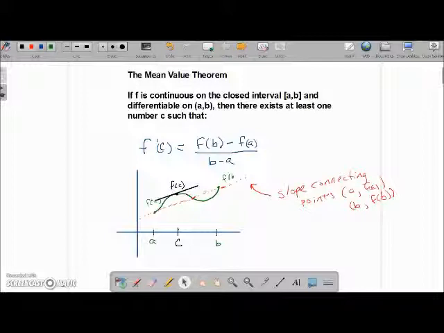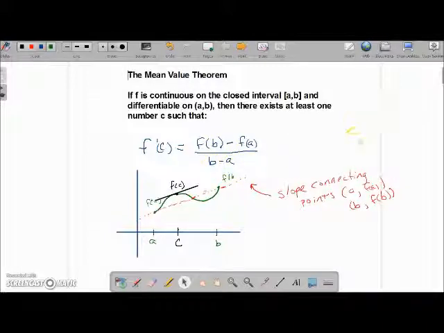The mean value theorem basically states if f is continuous on a closed interval [a, b], these brackets here mean a closed interval, a and b are included in the interval, and differentiable on (a, b), the open interval meaning that a and b are not included, then there exists at least one number, c, such that the derivative of f at c equals f of b minus f of a over b minus a.